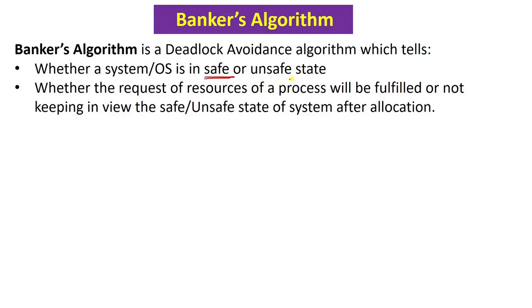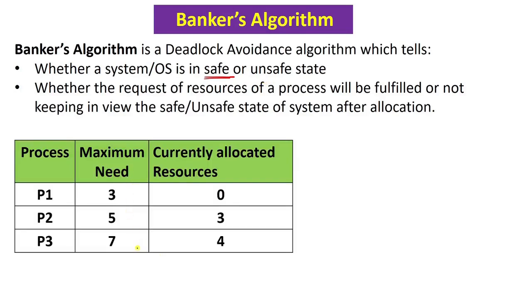And what is an unsafe state? It is a state where we are not able to find any order of completion of all the processes which are given to us. That is, the processes may go into a deadlock state. Then we will say that our OS is going into the unsafe state, and then we will not fulfill the request of the various processes.